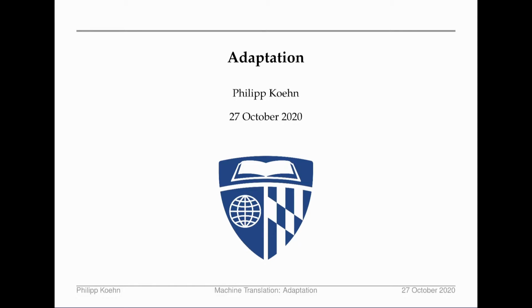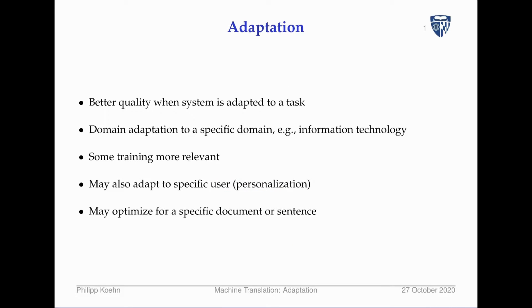Welcome back to our lecture on machine translation. Today's lecture is about adaptation. So we will obtain better translation quality when the system is adapted to a particular task. This typically takes the form of domain adaptation to a specific domain, for instance, information technology.